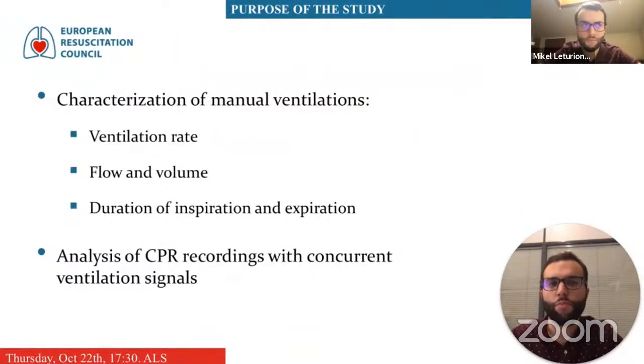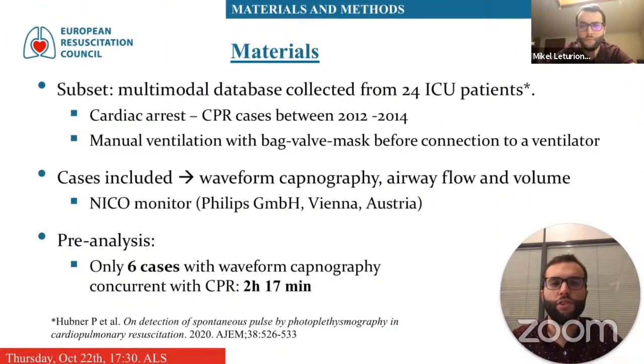In this context, the purpose of this retrospective study was to characterize ventilation rate, flow, volume, and inspiration and expiration duration of manual ventilations performed during CPR. The dataset analyzed in the study was a subset extracted from a prospective single-center cross-sectional study of 24 ICU patients undergoing CPR, conducted at the Department of Emergency Medicine of the Medical University of Vienna from 2012 to 2014. During CPR, ventilations were manually performed using a bag valve mask before connection to a ventilator. You can find a more detailed description of the database in the reference below.